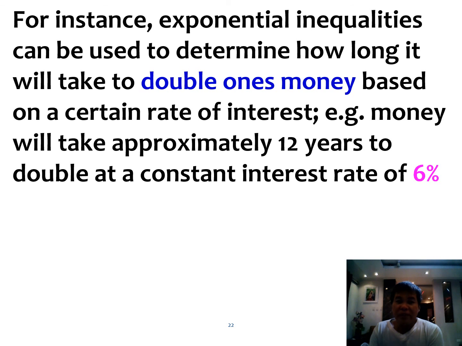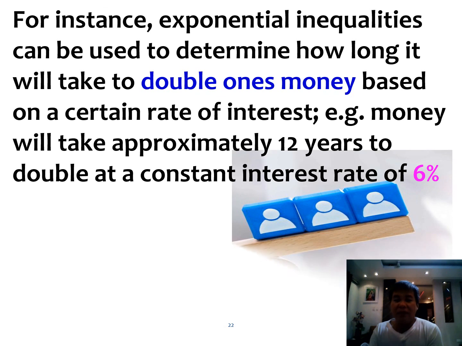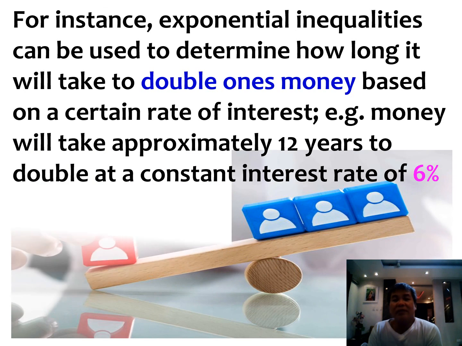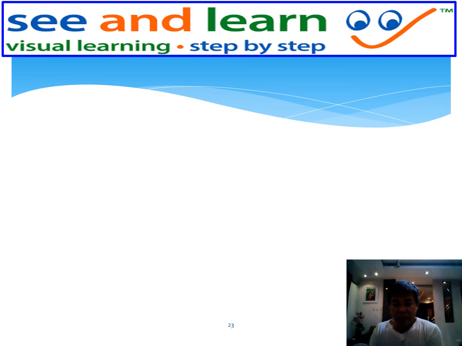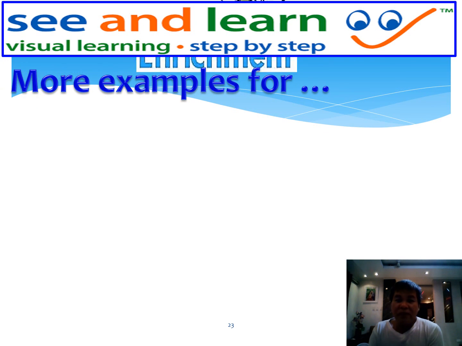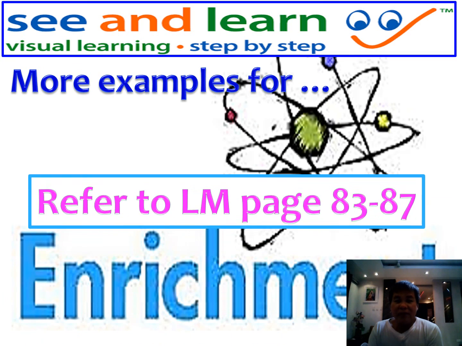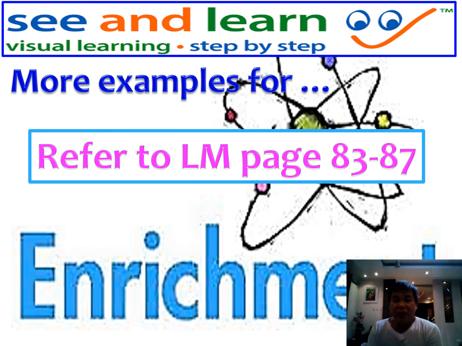Also, for instance, exponential inequalities can be used to determine how long it will take to double one's money based on a certain rate of interest. Example, money will take approximately 12 years to double at a constant interest rate of 6%. So, learners, that's the application of exponential inequalities in real life. We can have more examples for this topic in your learner's manual, pages 83 to 87. Refer to the solved examples.